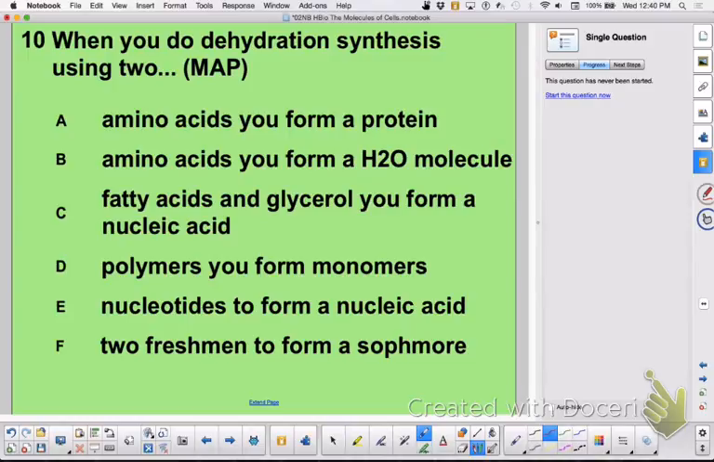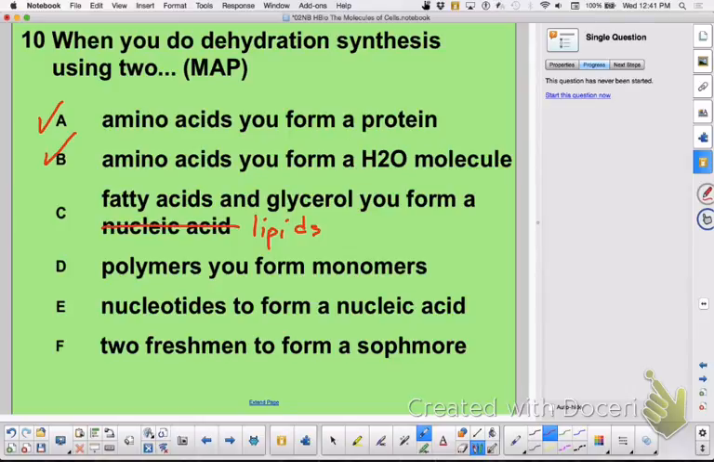This is a map question. When you do dehydration synthesis using 2 amino acids, will you form a protein? Yes. Will you form a water molecule? Yes. Dehydration synthesis using fatty acids and glycerol, you will form a nucleic acid. No, why not? What would you form? Lipids. Good.